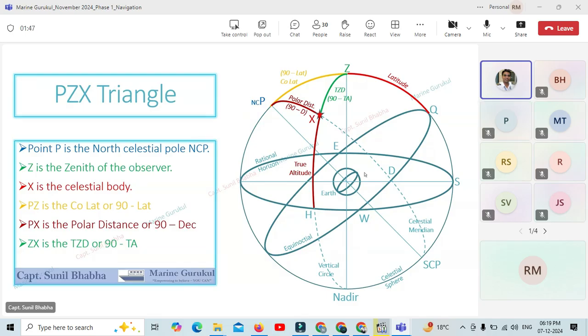Now you come to the celestial meridian. Celestial meridian is P X D to the South Pole. This is the celestial meridian. Now from pole P to point D is 90 degrees. Pole to equinoctial is 90 degrees. And D to X is the declination of the body. Declination is basically how much north or south of the equinoctial a particular body is. So D to X is declination. This tells us P to X is 90 minus declination, also known as polar distance.